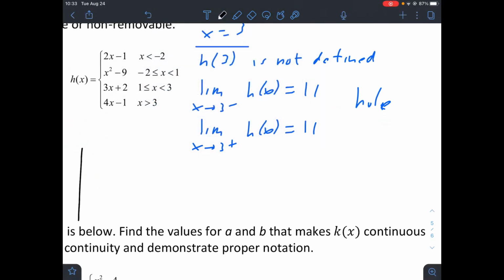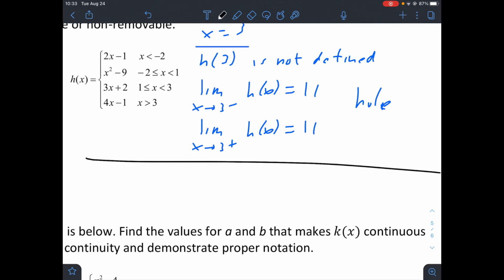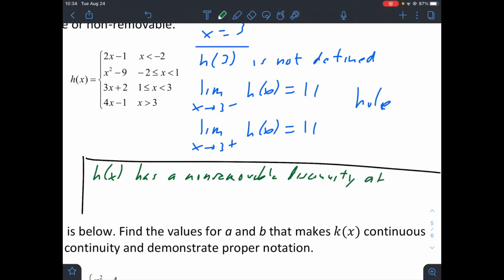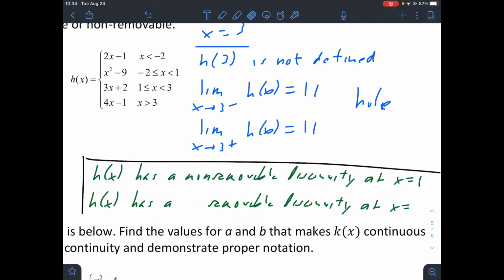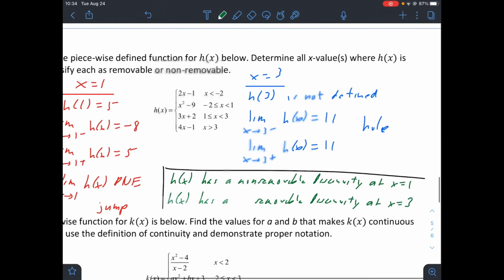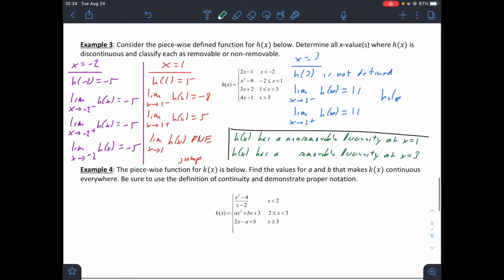So we could say h of x has a non-removable discontinuity at x equals 1. And then h of x has a removable discontinuity at x equals 3. And it would be continuous everywhere else. So negative infinity to 1, 1 to 3, and 3 to infinity.